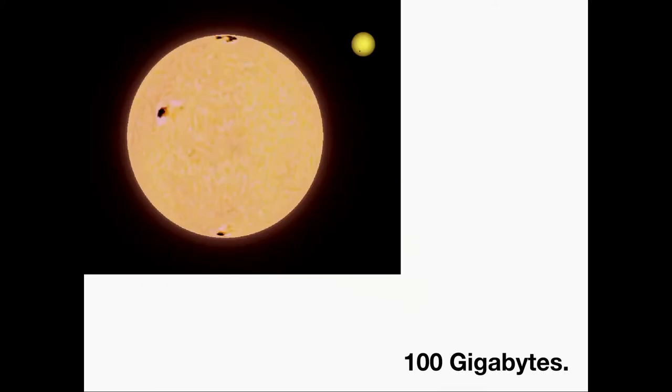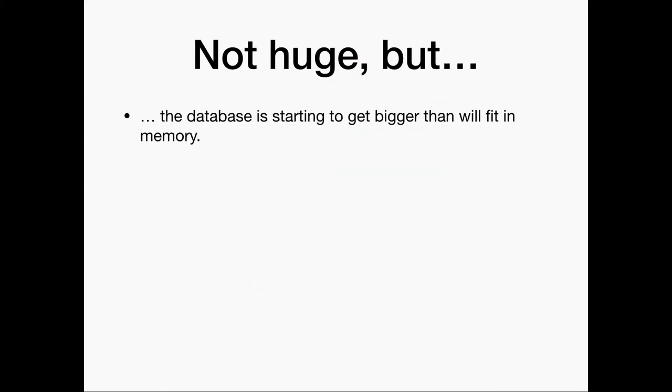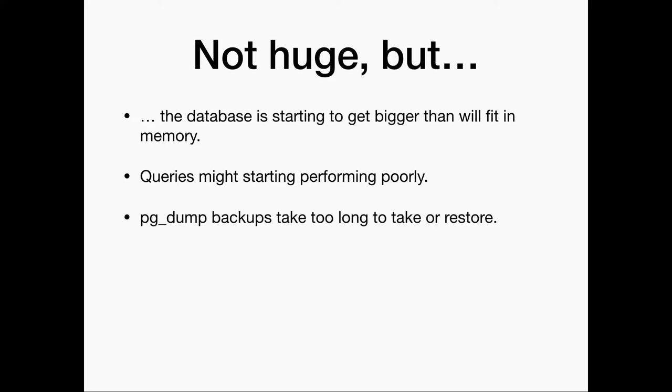Okay, so we're still on the main sequence here of stars, at least. And 100 gigabytes, this isn't what I'd call a huge database, but it's starting to get bigger than will fit into memory, which is kind of the first threshold you walk through in dealing with Postgres. Suddenly you can't really just keep everything in memory. So queries might start performing poorly. Things that worked great on your 10 gigabyte database are now starting to grind to a halt. The advice I gave you previously about dump and restore starts becoming bad advice because it's taking too long and your data loss window is starting to get really long.